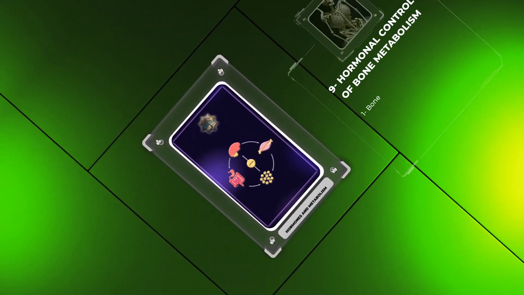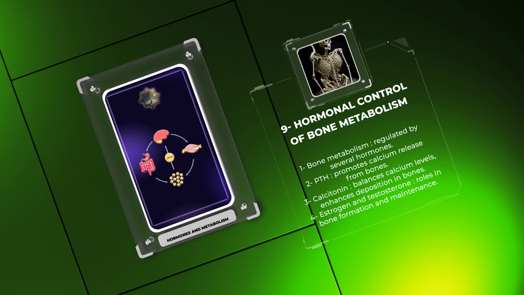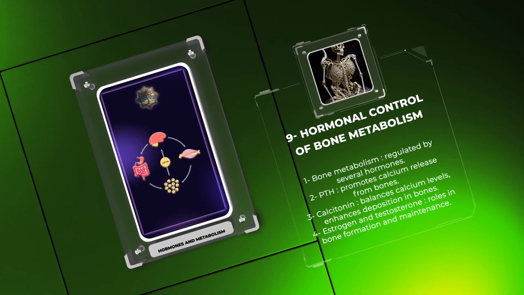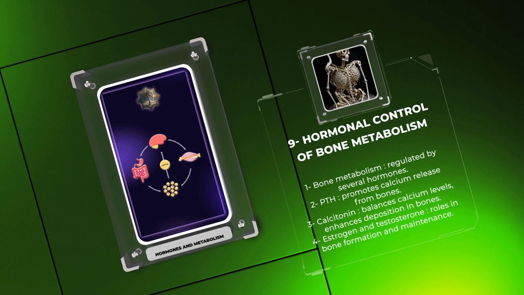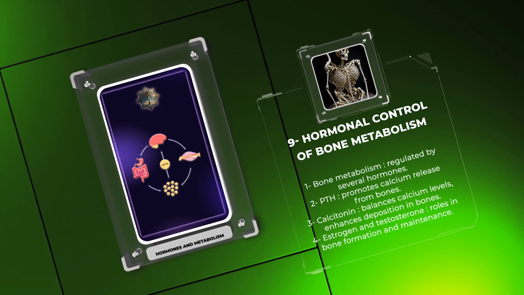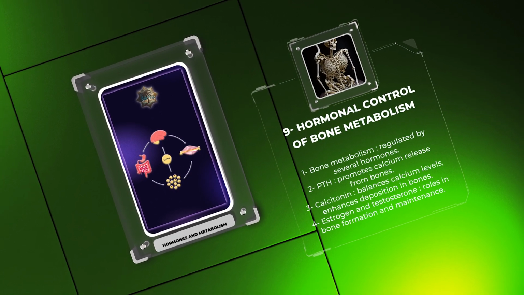Bone metabolism is regulated by several hormones, including parathyroid hormone, PTH, calcitonin, estrogen, and testosterone. PTH promotes calcium release from bone tissue, while calcitonin balances calcium levels by enhancing its deposition in bones. Estrogen and testosterone play crucial roles in bone formation and maintenance.